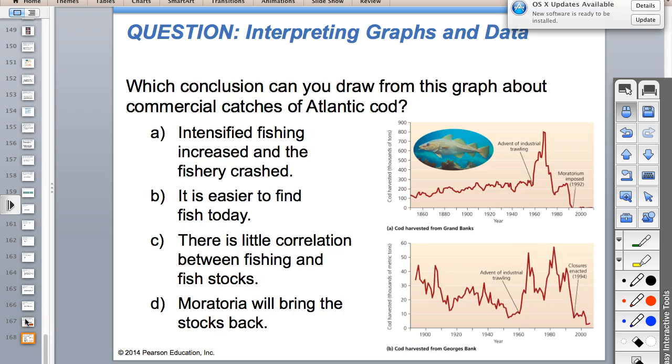So what conclusion can you draw from this graph about commercial catches of Atlantic cod? And I kind of had talked about this. Here's trawling and then it plummeted. And so now it's all closed. Abby, what did you say? Well, after the industrial trawling, that's where they're dragging the nets along the bottom. After that, it definitely caused the fishery to crash. So probably just A. Whether or not it'll come back, I don't know. So how do you feel about that?